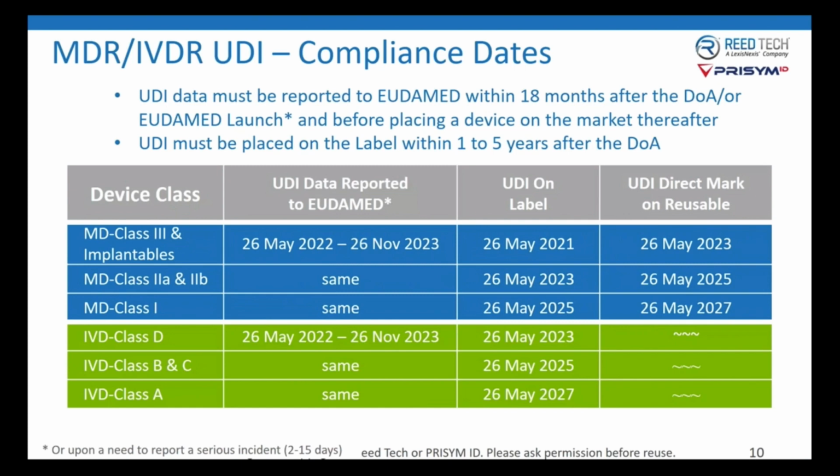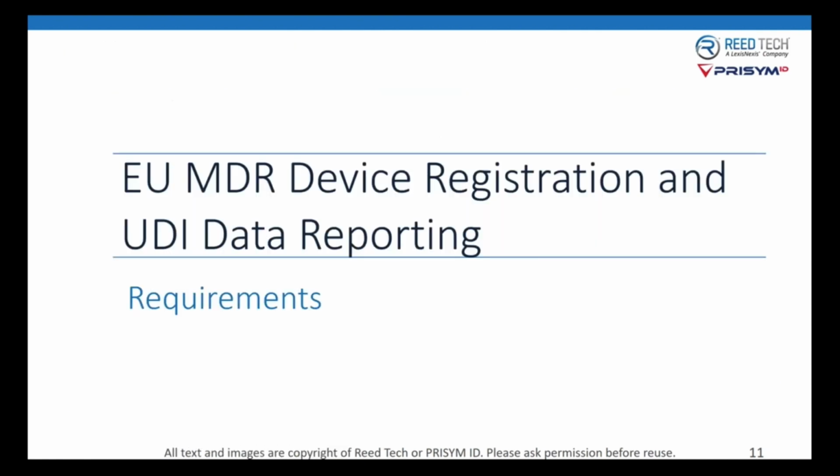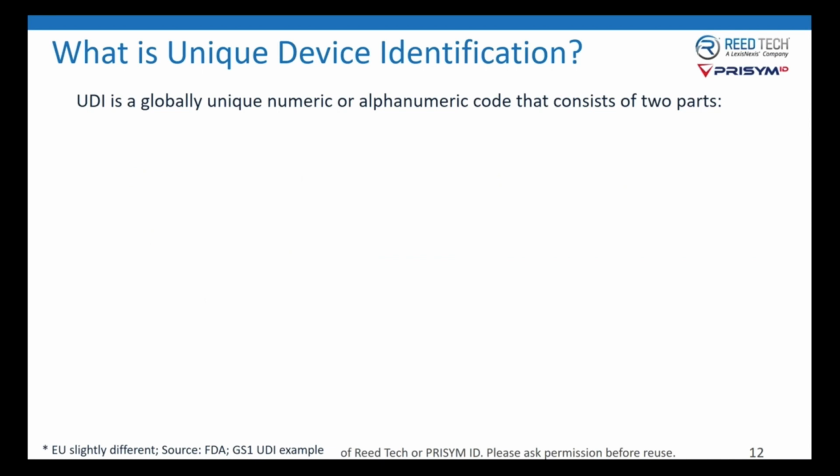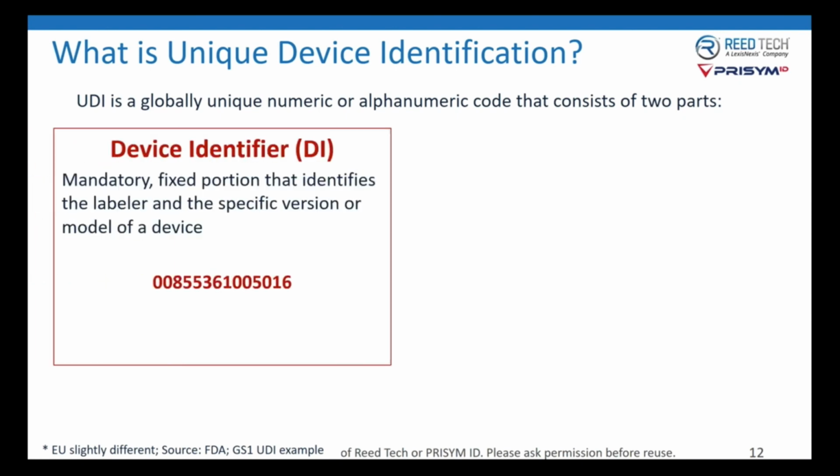All right, so now we understand some of the timing. Let's move over to some of the requirements that are related to UDI device registration data reporting. I'll quickly flow through this particular definition for UDI. I assume all of those in the audience are very familiar with the UDI. The first portion is the device identifier. It's mandatory. It identifies the labeler and a particular version or model of a device.